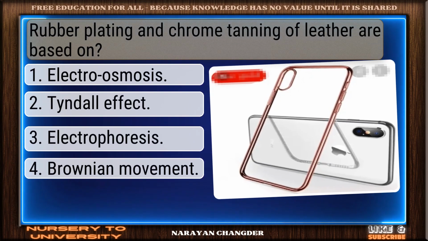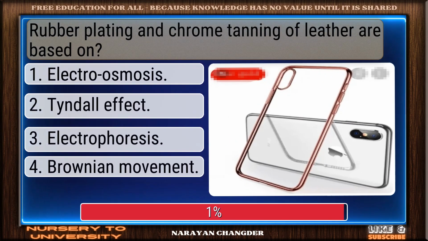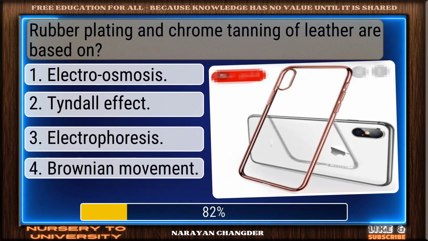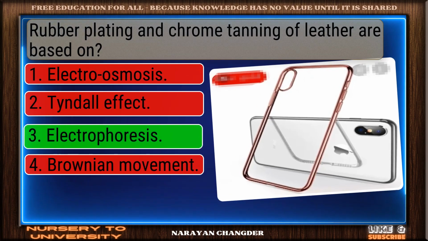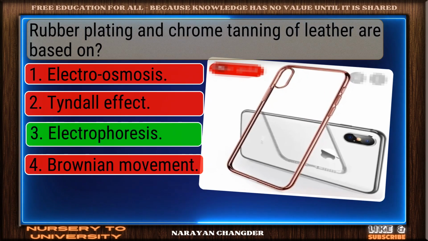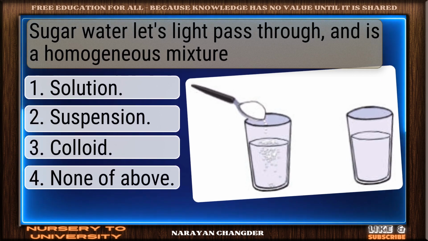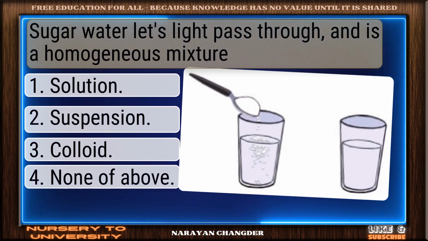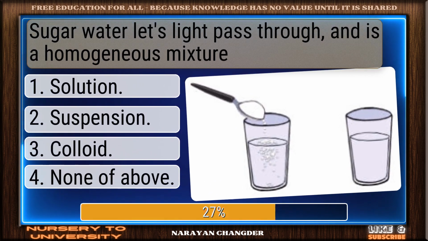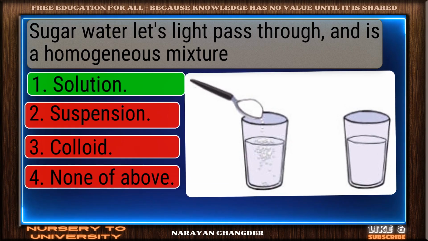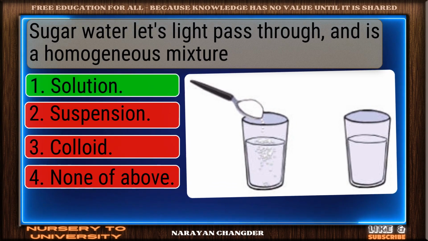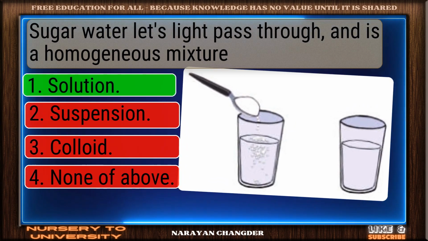Rubber plating and chrome tanning of leather are based on. Smart move. Electrophoresis is an accurate answer. Sugar water lets light pass through and is a homogeneous mixture. Good thinking. Solution is the right answer.